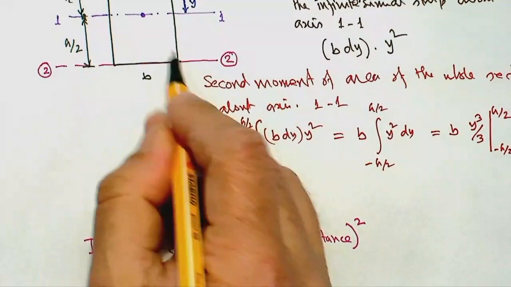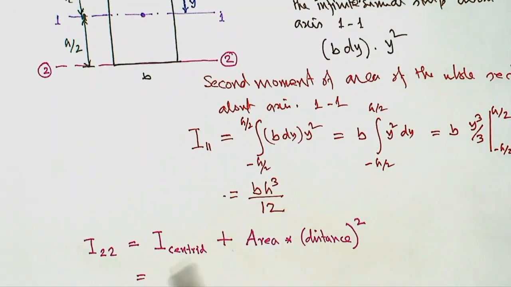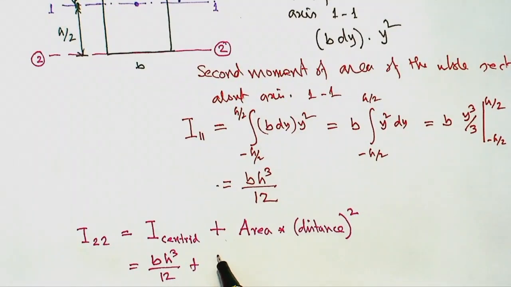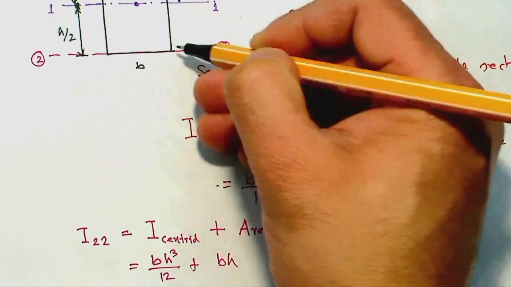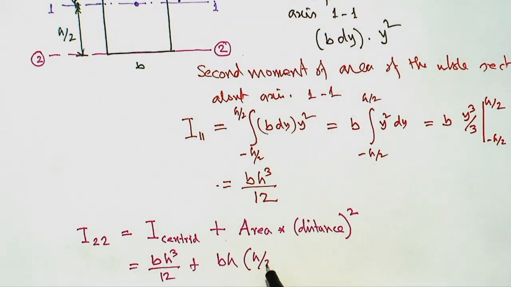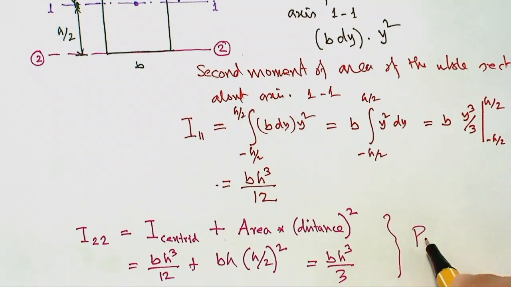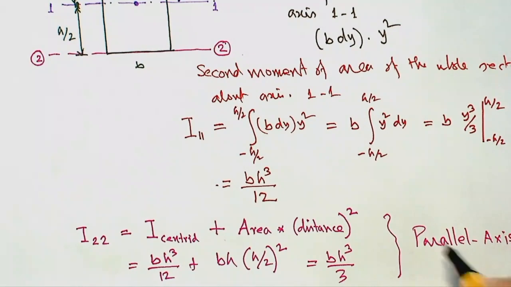So I about 2, 2 for this example would be I about the centroid, we know b h cubed over 12, plus the area of the cross section, which is b times h, times the distance between them, h over 2, squared. So that would be b h cubed over 4. If you add them, that would be b h cubed over 3. So this is sometimes useful, and this is called the parallel axis theorem for second moment of area.